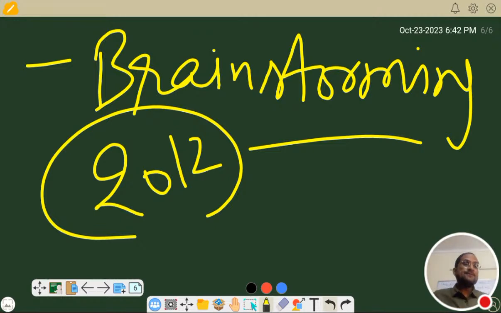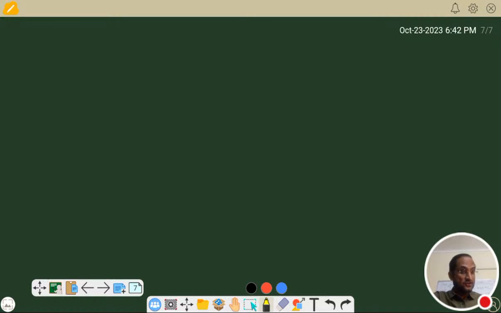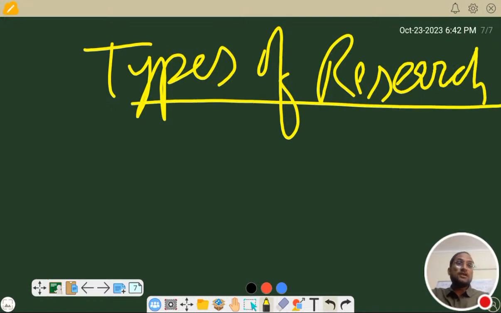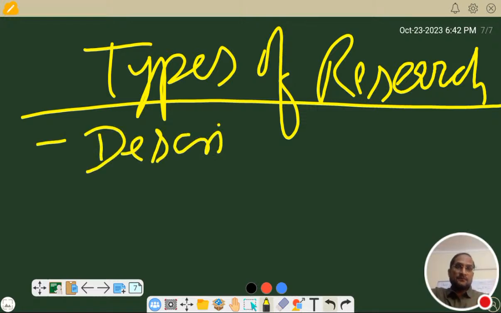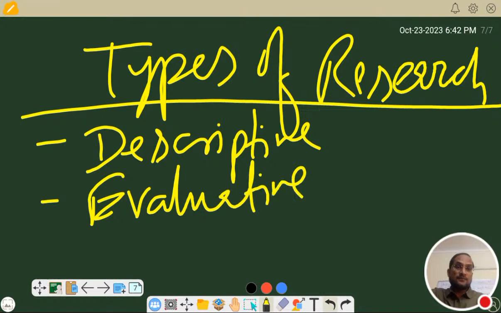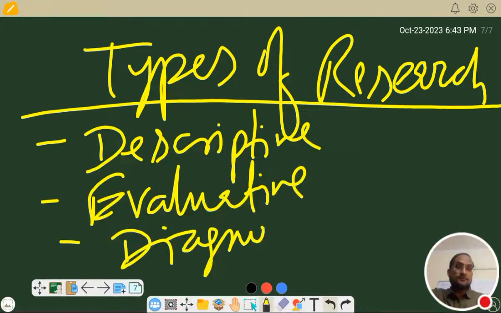Having understood the dynamics of it, let us go into the topics. As I mentioned, under the methods of psychology, the first topic is types of research. And when we say types of research, we are talking about types of research in psychology. Most of the social science disciplines follow four types of research: descriptive, evaluative, diagnostic, and prognostic.